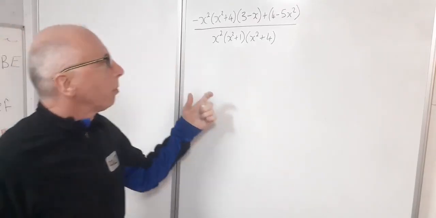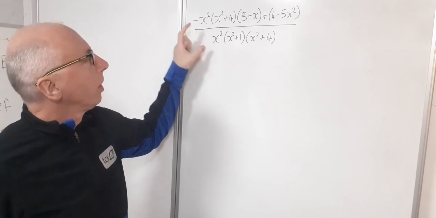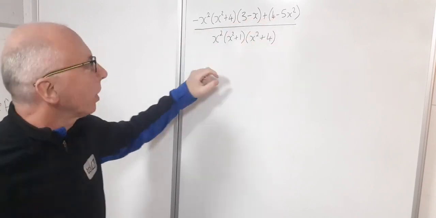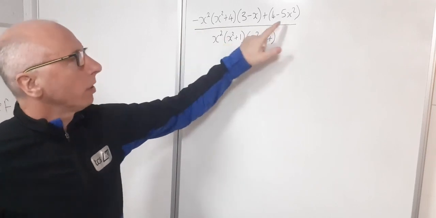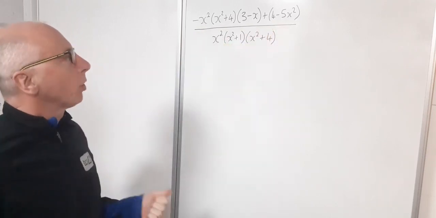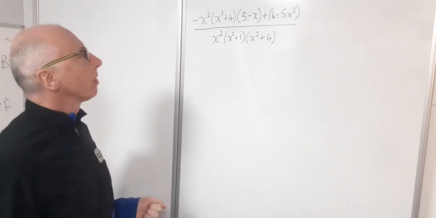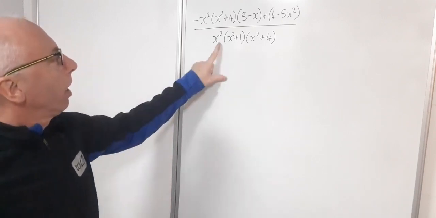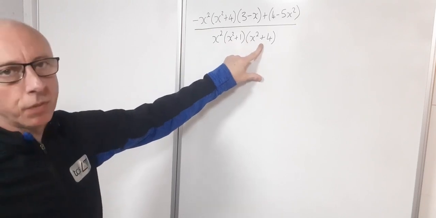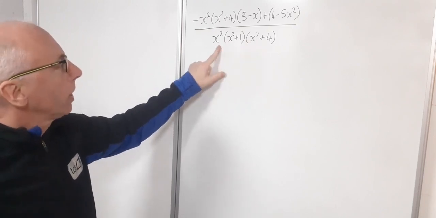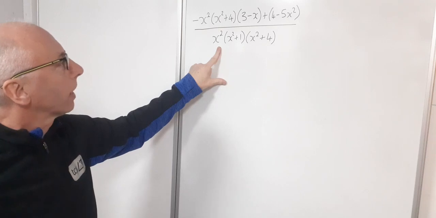So in this video we're going to perform partial fraction decomposition of this complicated looking fraction here. We've got a polynomial in the denominator and a polynomial in the numerator, and we're going to try and break that into its components. So our denominator here, we've got x squared plus 1 and x squared plus 4. So those three terms there are all quadratic.